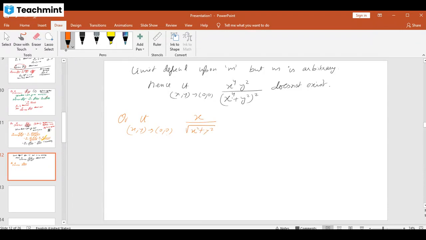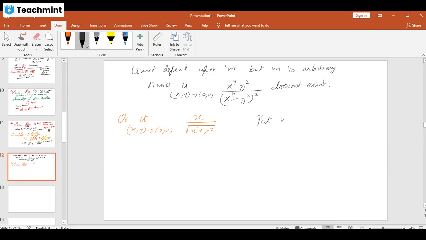Here the degree of numerator is 1 and the degree of denominator, it is basically square root of x square plus y square. Square root means half the power of x square plus y square, so its power is 1 only. Okay, and I told you when you have a factor x square plus y square, in that case preferably you can convert or transform your problem into polar form.